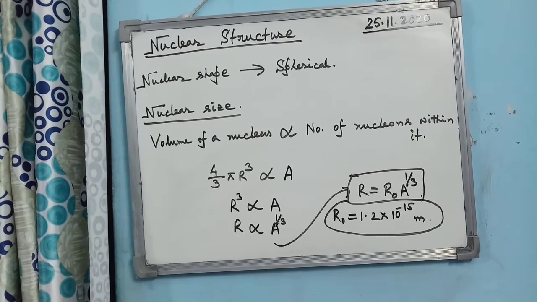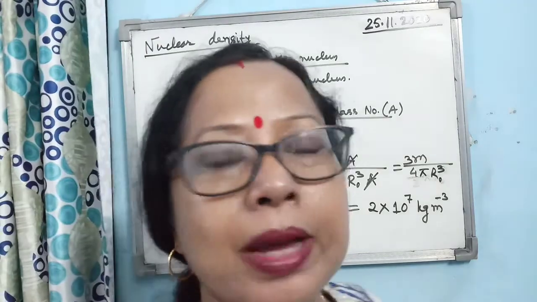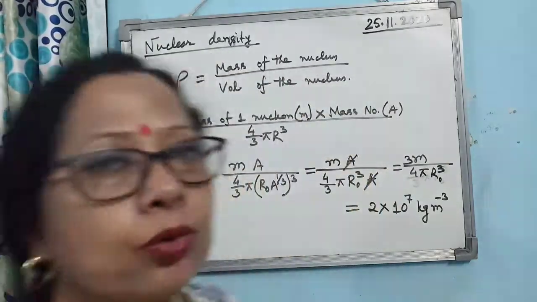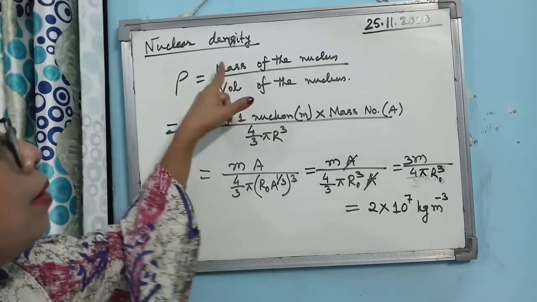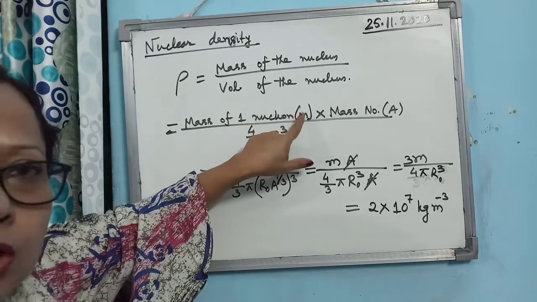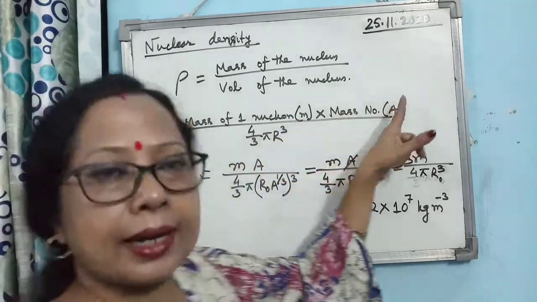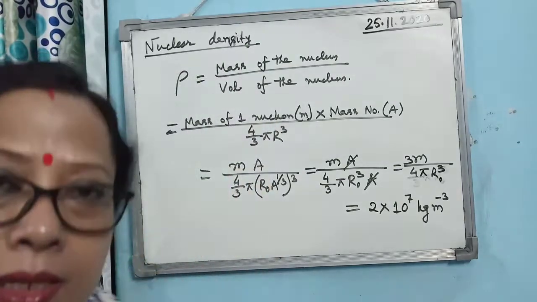Now next is the nuclear density. You know, density is mass by volume. So nuclear density will be the mass of the nucleus divided by the volume of the nucleus. Now, the mass of the nucleus you can write as the mass of one nucleon, let it be small m, into the mass number A, which is the number of nucleons present inside the nucleus.